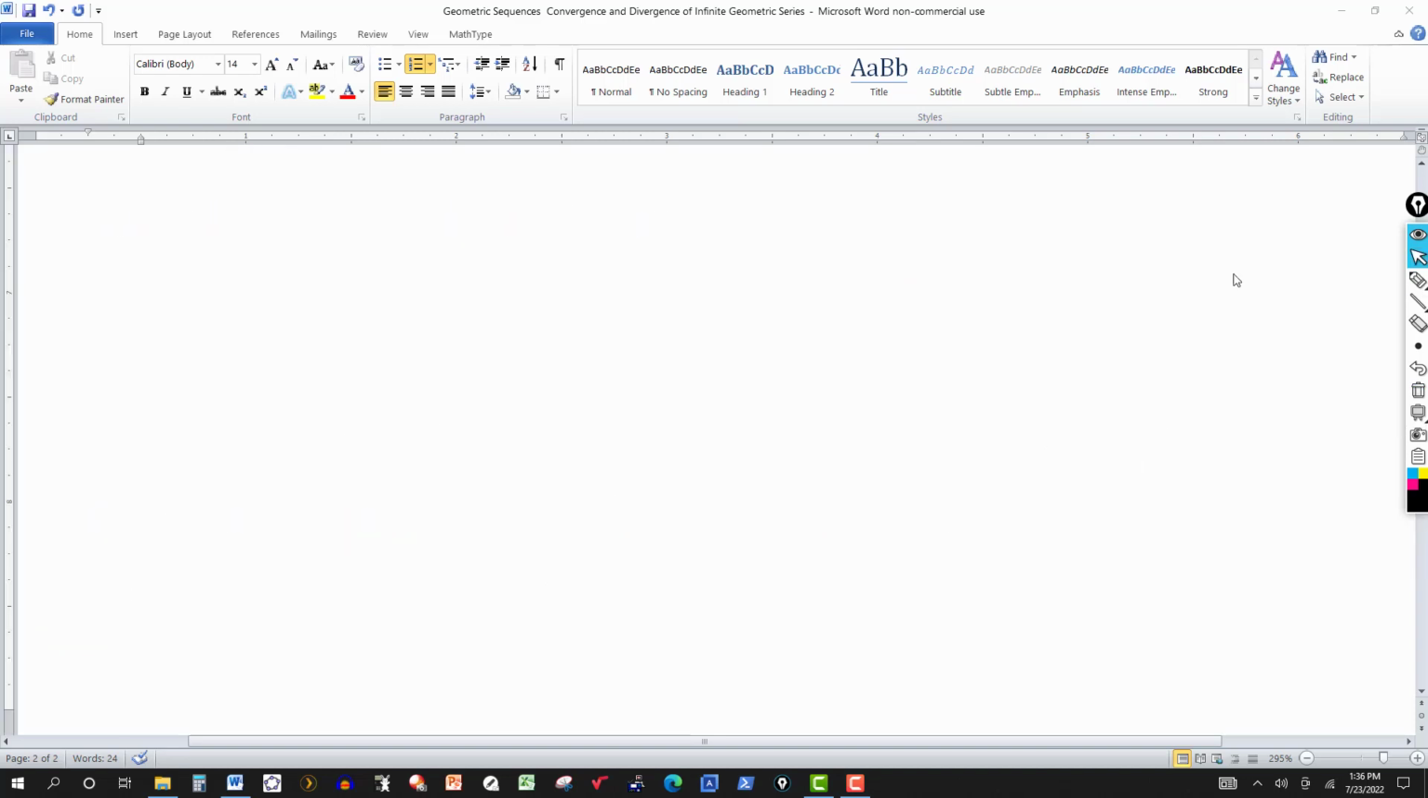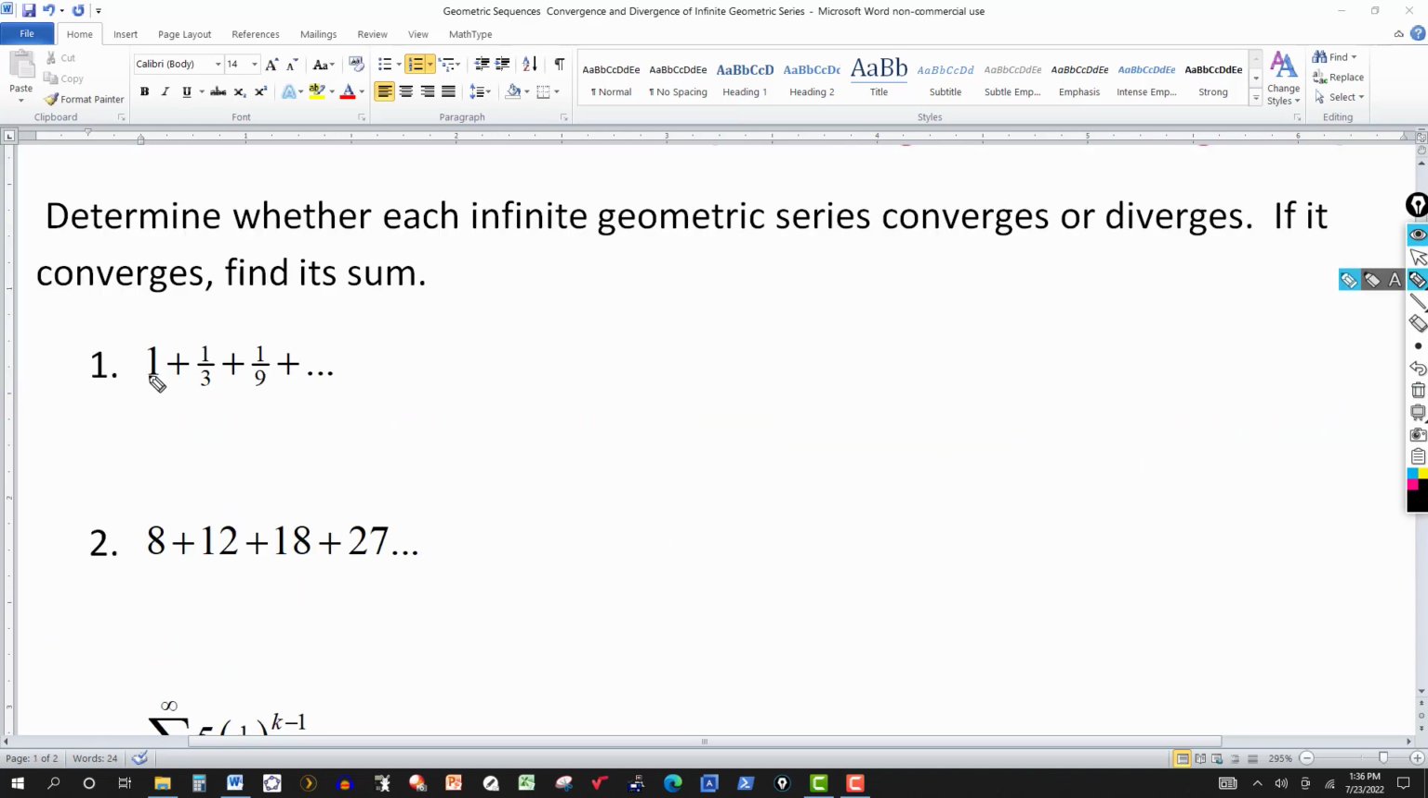So with that in mind, let's look at the first problem. We've got 1 plus 1/3 plus 1/9, and it goes on forever. So first, you know the first term right there. Find the common ratio: take any 2 consecutive terms and form the quotient.